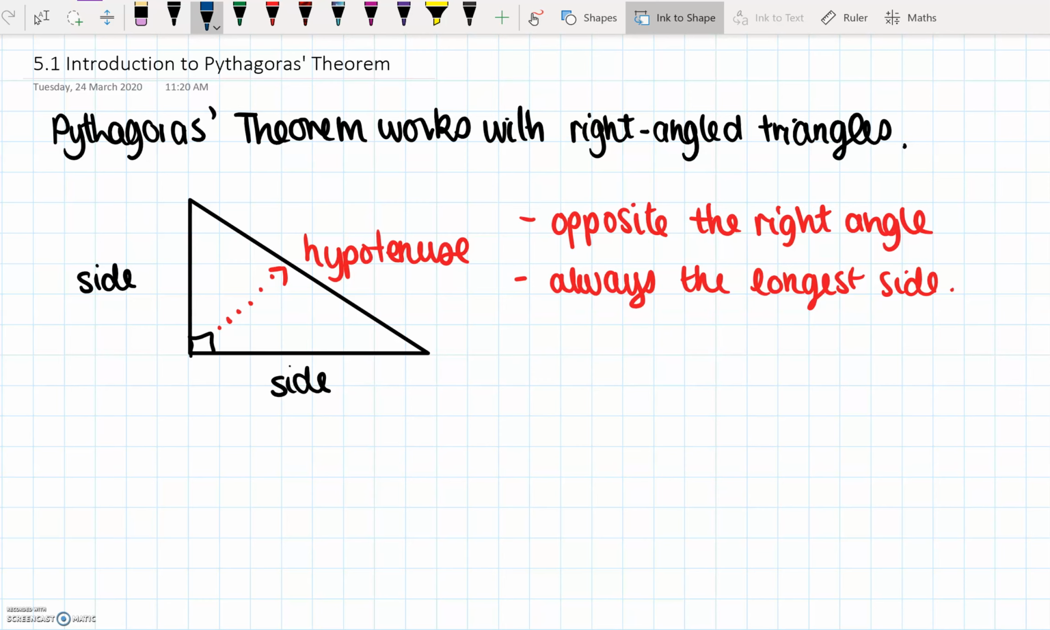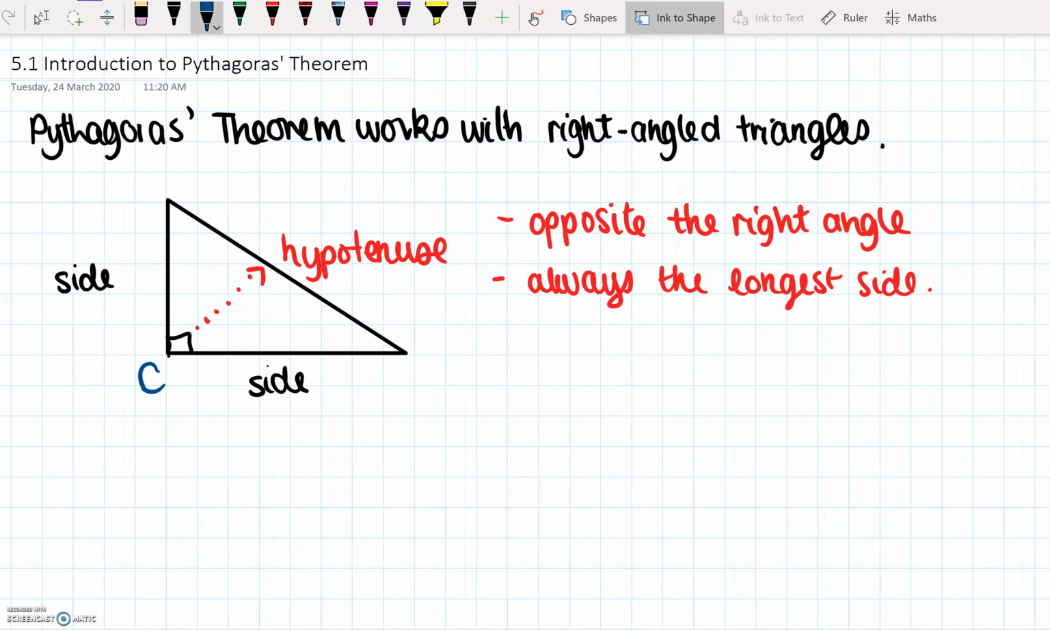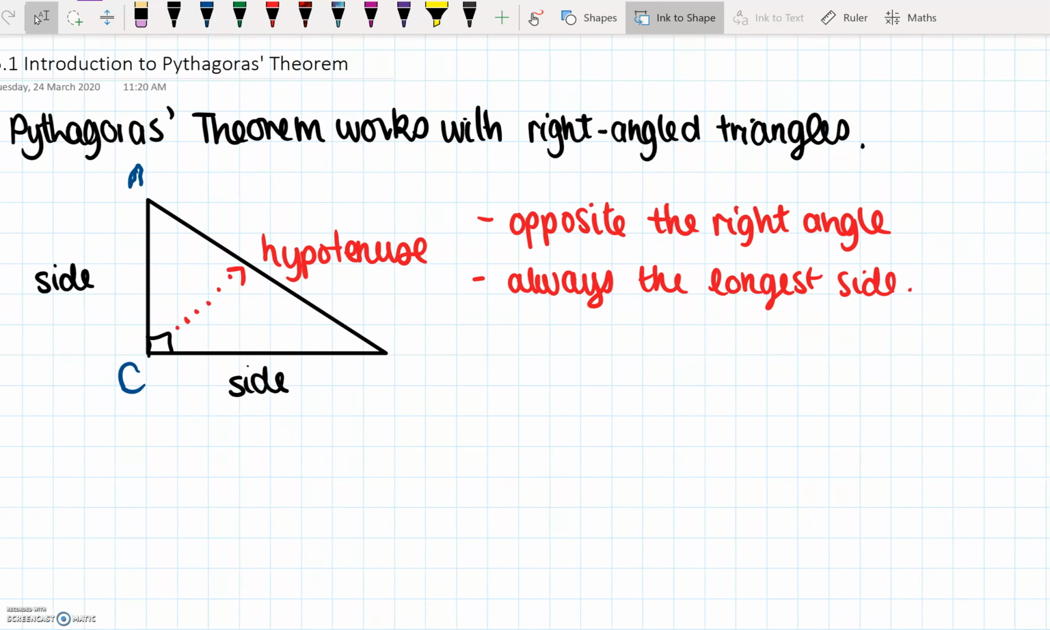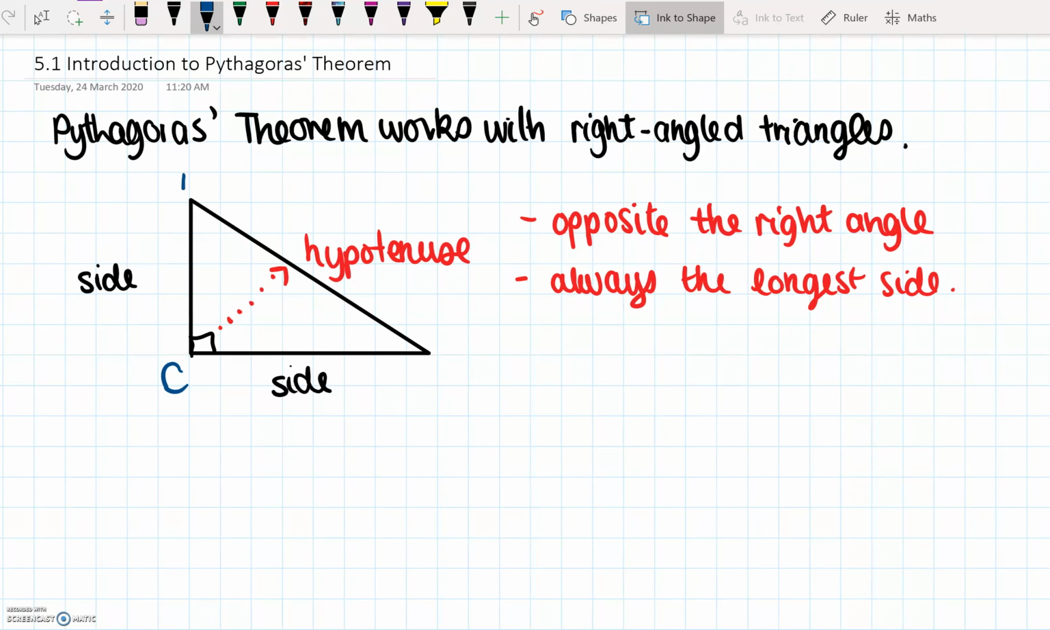Now, the 90-degree angle should always be called C, okay? So the 90-degree angle will always be C. Okay, in a right-angled triangle, the other two letters will be A. Oops, I'm not sure why this is being silly today. The other two letters are going to be A and B. All right, and you'll see, as I said, I've labeled them with uppercase. They're labeled with capital letters because they are points.